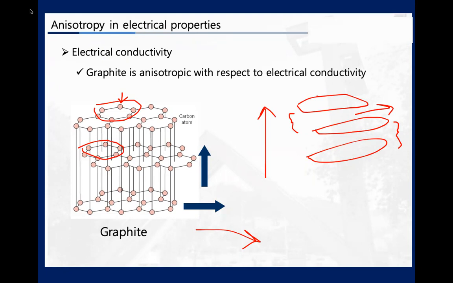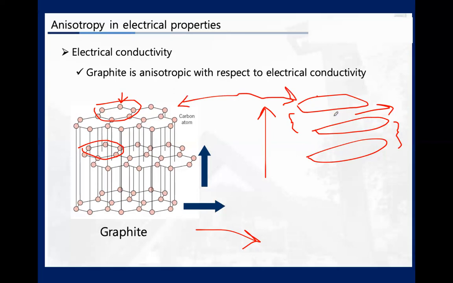Sorry, I think I was muted, right? You didn't hear anything. Okay, anyway, I was discussing the bonding nature of graphite. Here you can see they are arranged like layers, right? You can see the layers here, one by one.